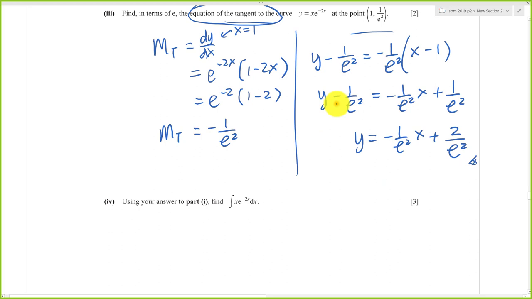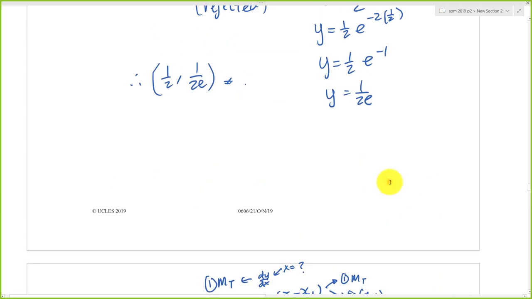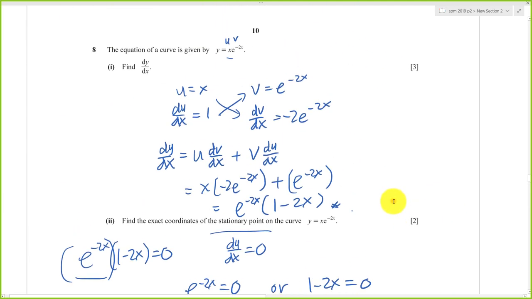Alright, okay, use the answer in part 1 to do this. Alright, so where is my answer in part 1? Okay, dy/dx equals and so on. Okay.